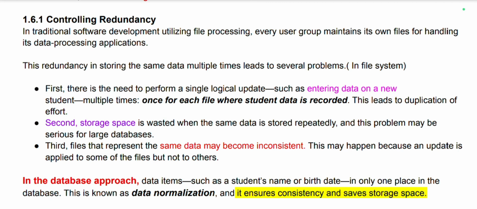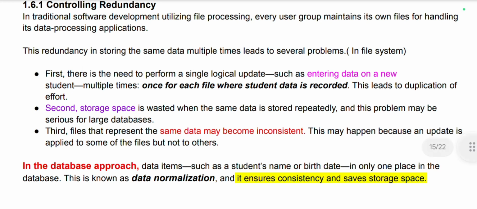Third, files that represent the same data may become inconsistent. This may happen because an update is applied to some of the files but not to others. If some file is related to another, updating one file may cause errors in the other file.